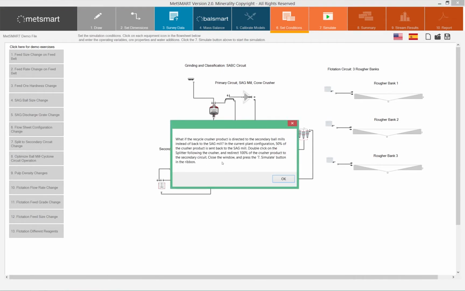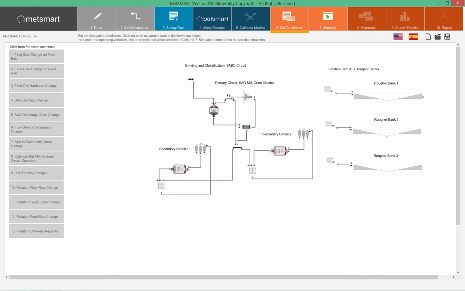So in the exercise, we are asking, what will happen if the product of the recirculating crusher is directed to the secondary ball mills instead of back to the sag mill? In the current plant configuration, 50% of the crusher is sent back to the sag mill. So what will happen if 100% of the pebbles are sent back to the secondary circuit?